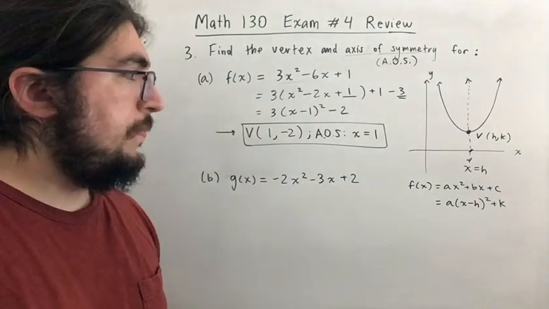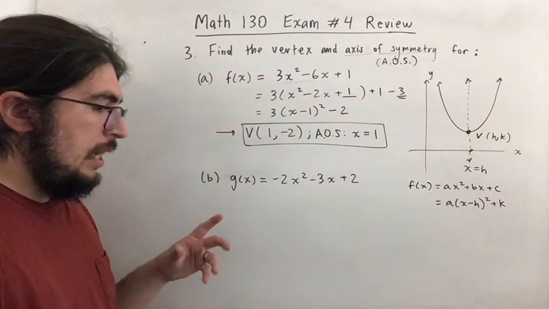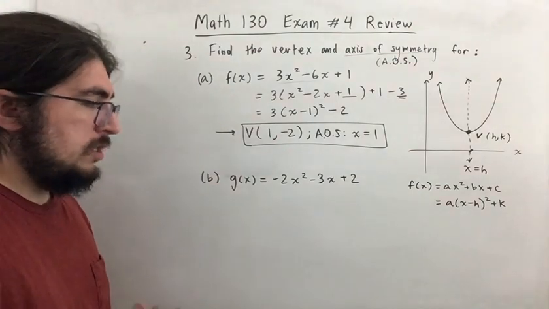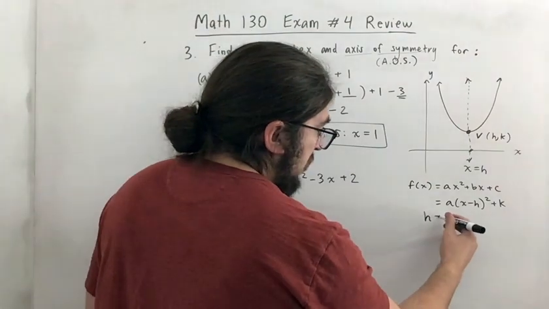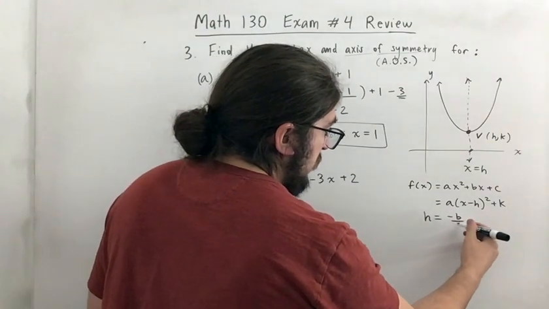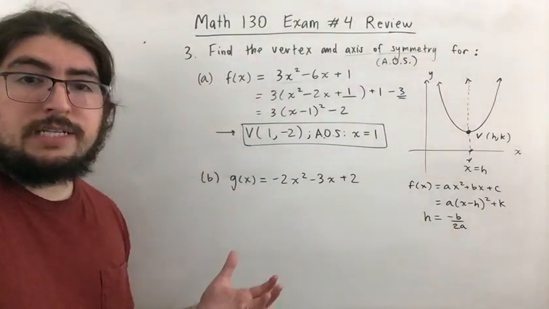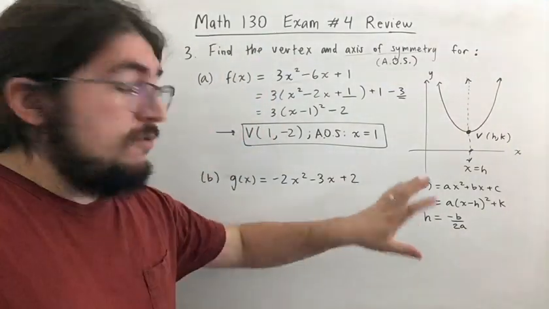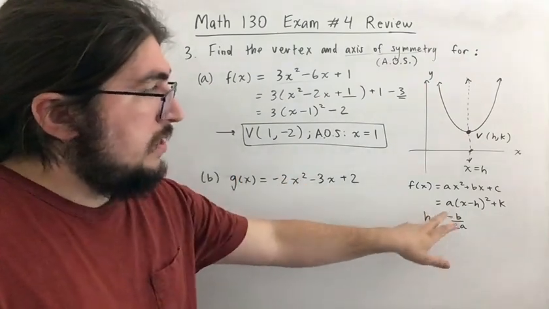Okay. Now, I mentioned there's a kind of a formula. So what about the formula? Well, as it turns out, h can be written as negative b over 2a. And if that doesn't look familiar to you, it should. It's actually part of the quadratic formula. If you ignore that plus or minus radical part, you end up getting just this.